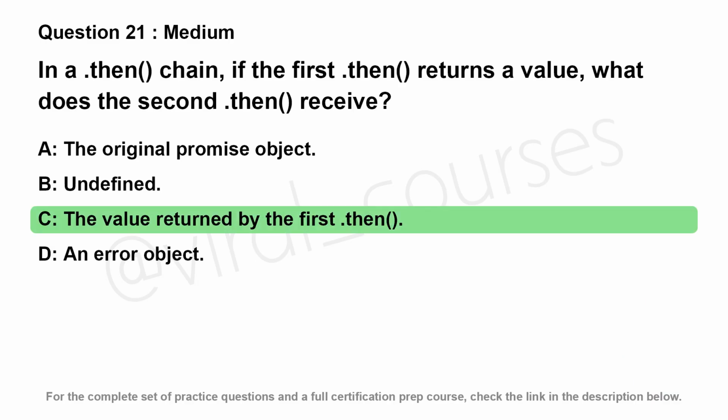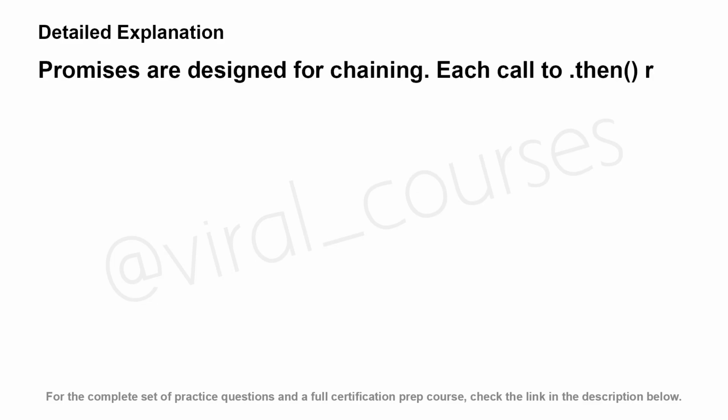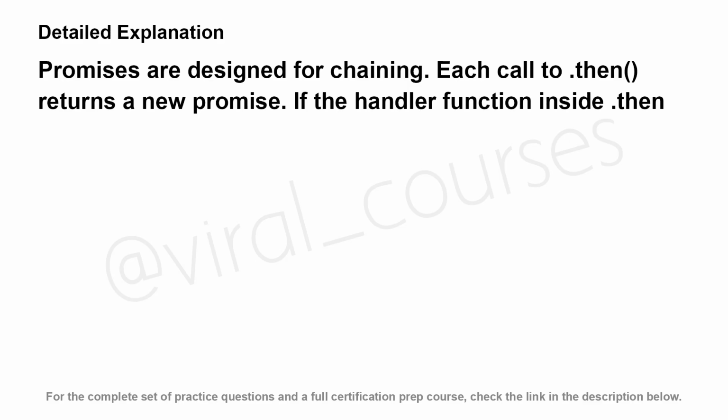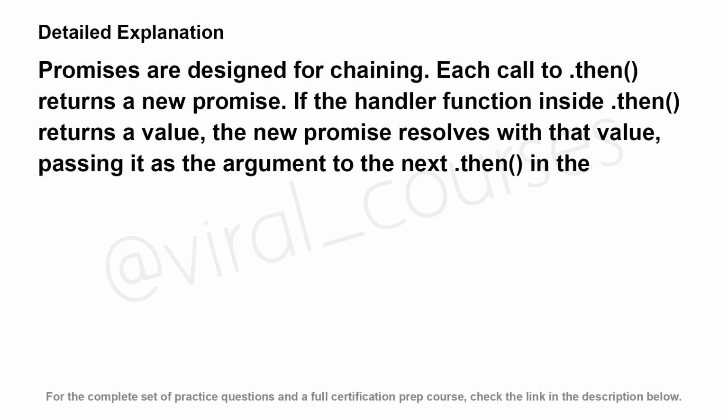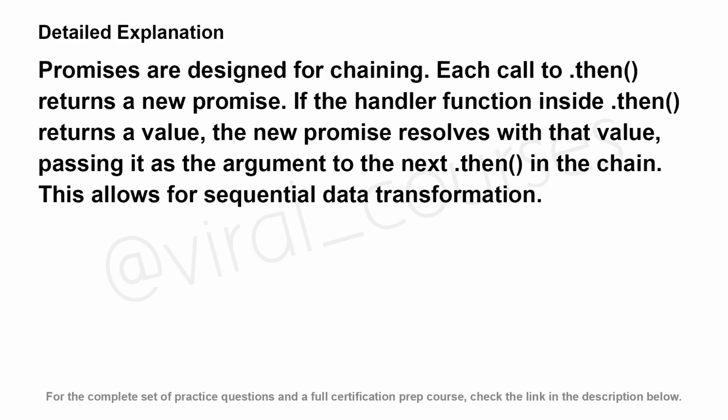The correct answer is C. Promises are designed for chaining. Each call to then returns a new promise. If the handler function inside then returns a value, the new promise resolves with that value, passing it as the argument to the next then in the chain. This allows for sequential data transformation.